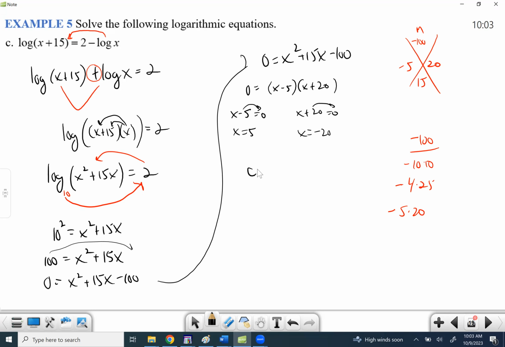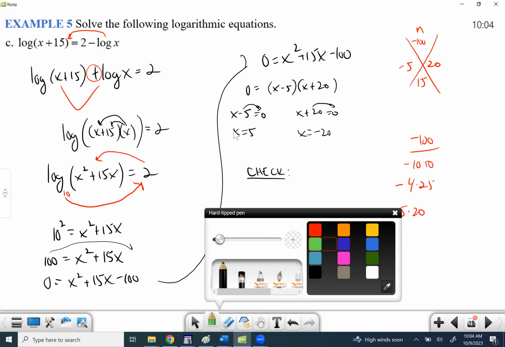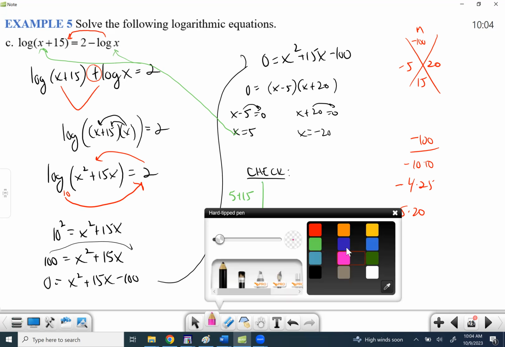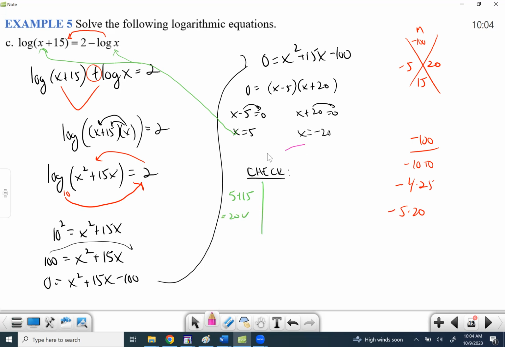All right, we're at the point where we need to check before we go boxing these guys. So let's start off by substituting the 5 in. So 5 plus 15 is definitely a positive number. And then if we put a 5 in there, we're good to go. So now let's start by checking the -20. And right off the bat, it's not good there, right? So -20 is out. So it looks like it's just going to be x equals 5 as the solution.